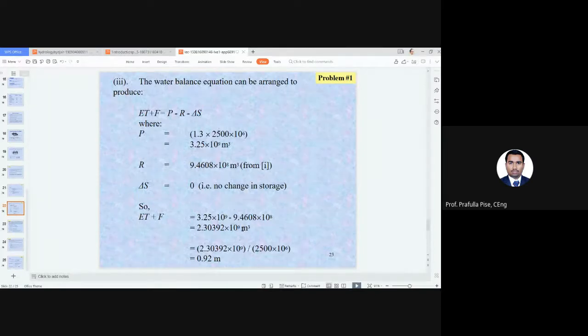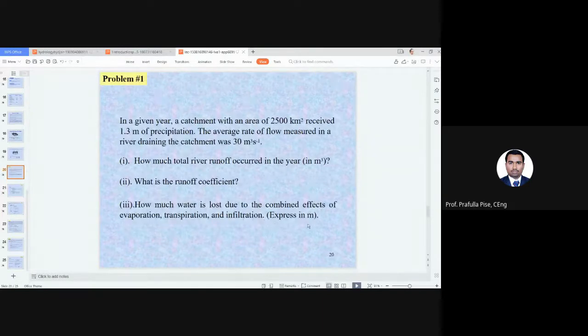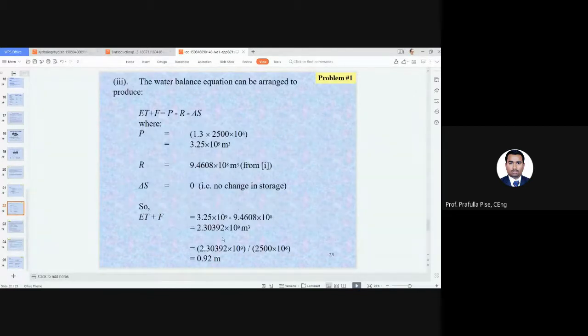Now that is the volume in meter cube, but in the problem they have asked you to express your answer in meter. That means you have to divide volume by area, so you will get the depth or height. So that's why they have divided this by 2,500 times 10 to the power 6. You will get the answer in meter.